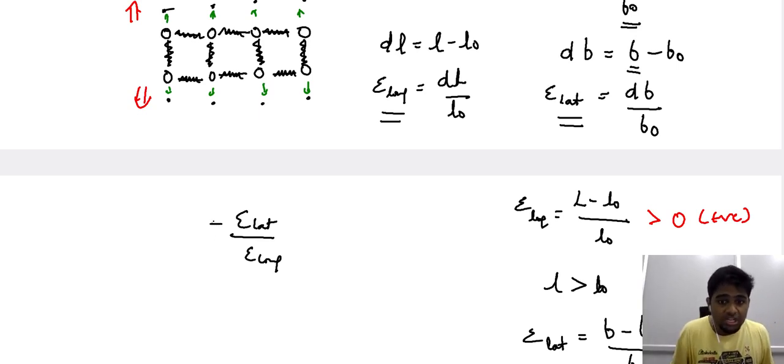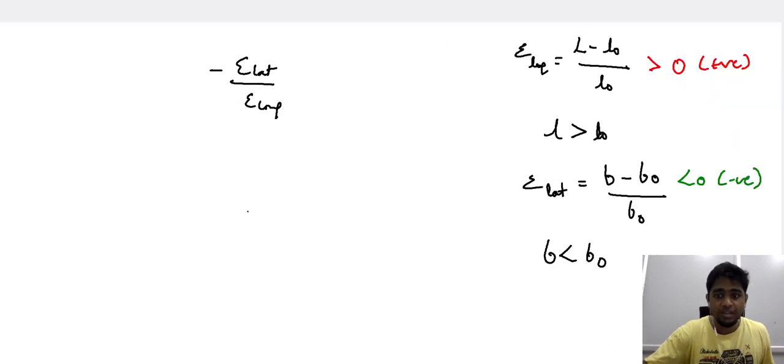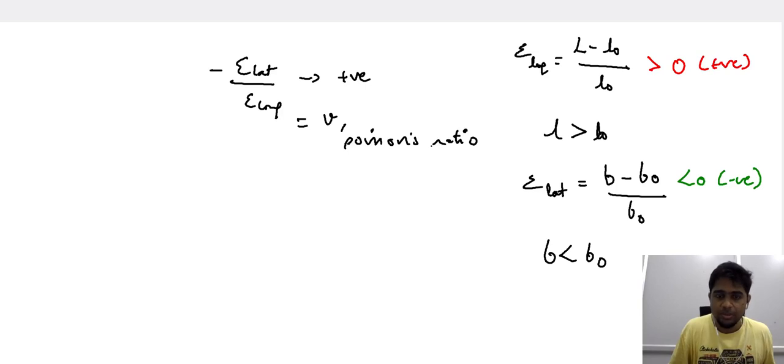So once you introduce a negative sign here, the numerator turns positive, and since the denominator is already positive, the entire ratio becomes positive, and this ratio is what we refer to as the Poisson's ratio. Here there are a couple of key aspects we need to understand.